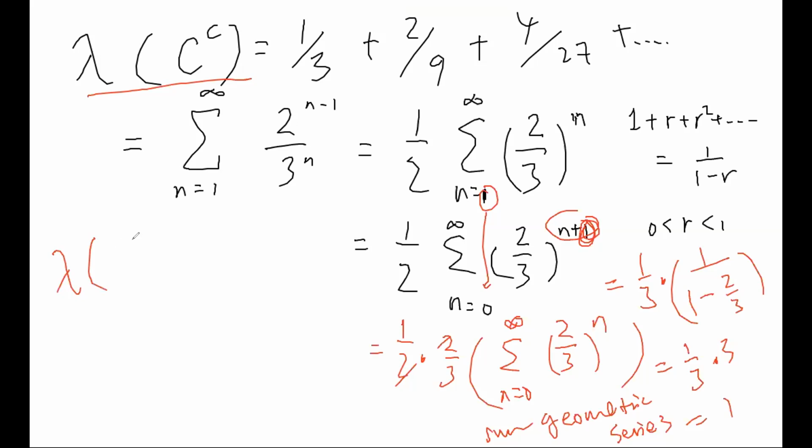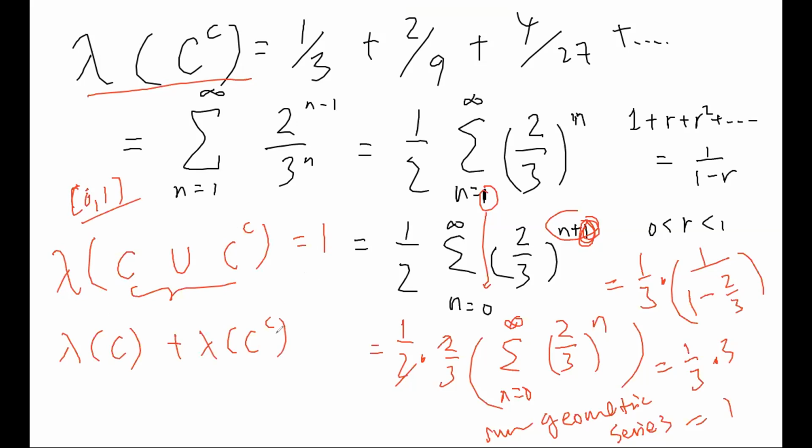Therefore, I know that the Lebesgue measure of the Cantor set union its complement is 1, because this union is the interval 0 to 1. So the Lebesgue measure of C plus the Lebesgue measure of its complement is equal to 1. But the complement's measure is 1. So therefore the Lebesgue measure of the Cantor set is 0.